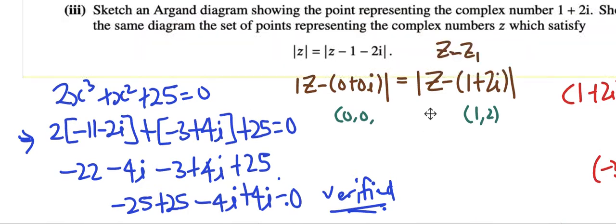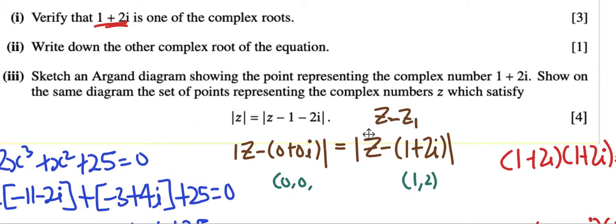Okay, the next question. Let's sketch an Argand diagram showing the point representing the complex number 1 plus 2i. Show on the same diagram the set of points representing the complex number z which satisfy modulus z less than or equal to modulus z minus 1 minus 2i.